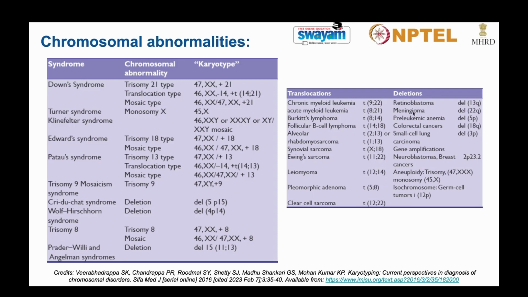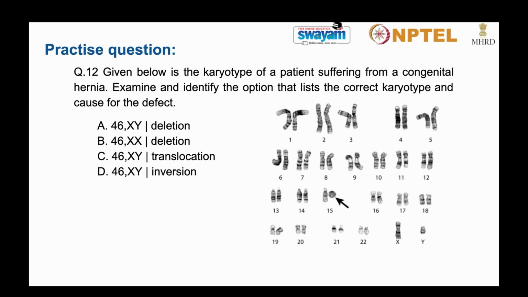And in deletions also, you can see that there are certain fragments which are getting deleted and leading to certain cancers or anemia or meningioma. So there are different abnormalities occurring due to changes in the chromosomes, both at the numerical level and structural level. So now let's observe this question.